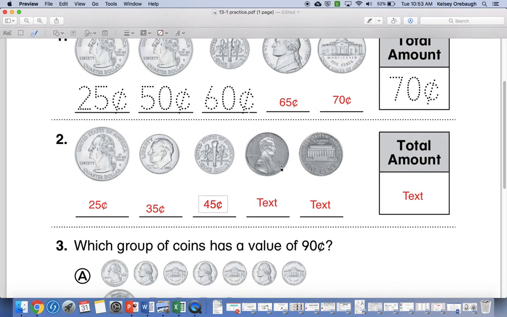And now we have pennies worth 1 cent apiece. Count on, 45 plus 1 is 46 cents. And one more is 47 cents. Our total amount is 47 cents.